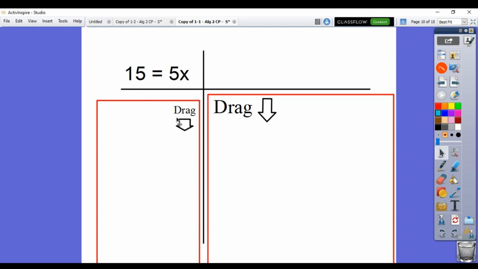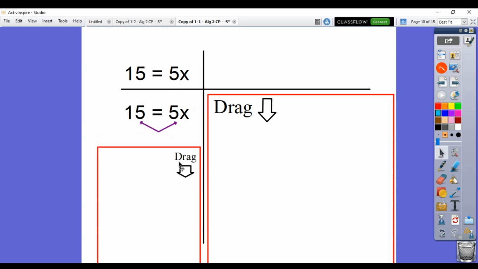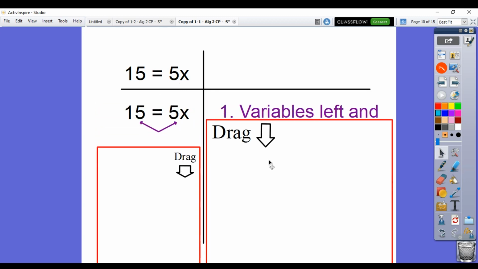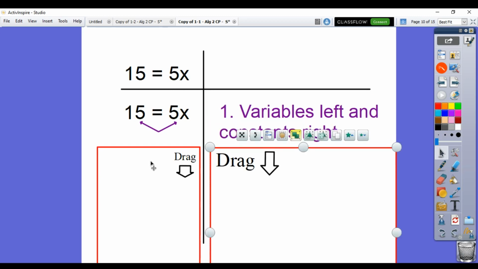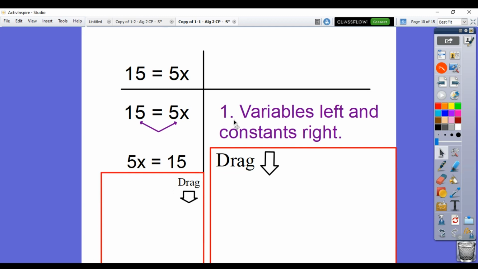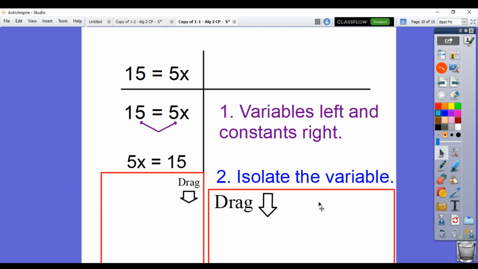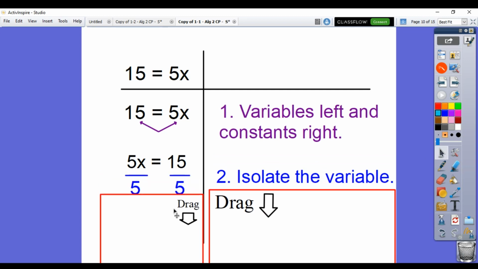Obviously, just divide it by 5. I'm going to divide by 5 here. Okay, so variables on the left and constant on the right. That's the given basically. Oh, you can swap them. You can move the 5x to the other side and 15 to the other side, and it didn't change anything of the sign. You can keep it that way. That's okay. And then by isolating the variable, you just have to divide by 5 and 5.